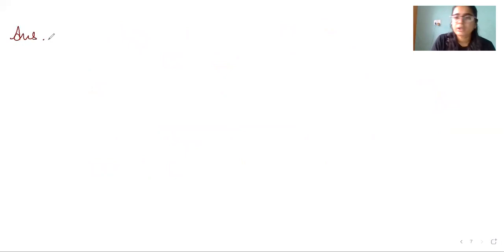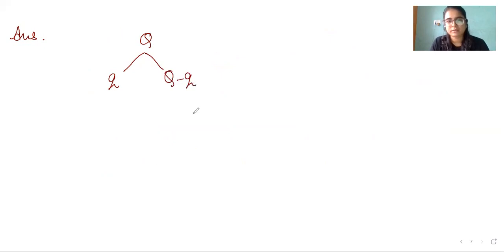Let's answer it. You are having a total charge Q. Let's suppose I am dividing it into two parts. One part will have a charge small q, and the other one will have a charge capital Q minus q. Now the situation is like this. You are having this charge q and this charge Q minus q. They are at a separation R. Now the force acting between them is maximum.